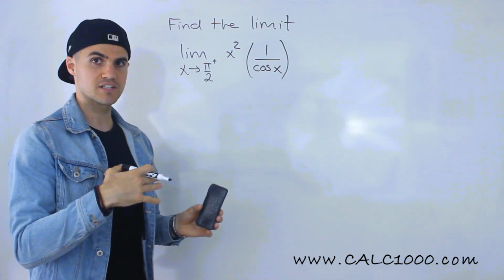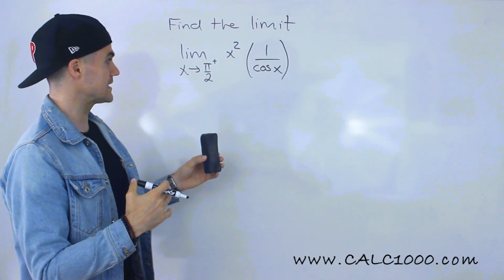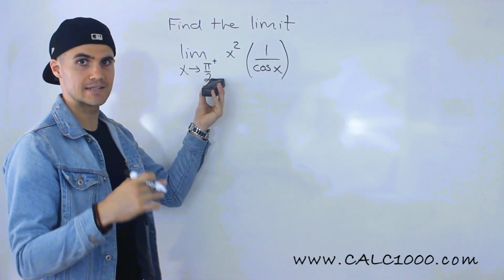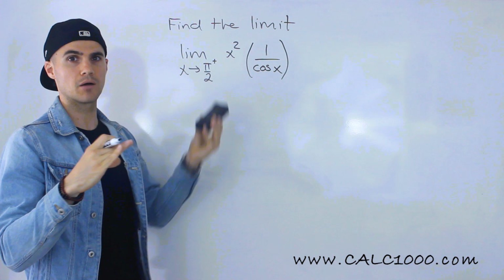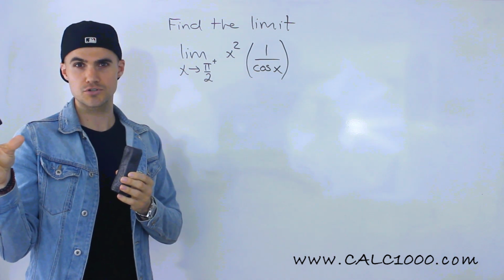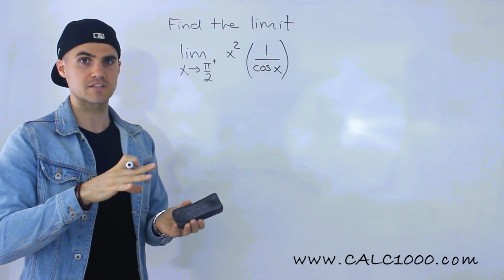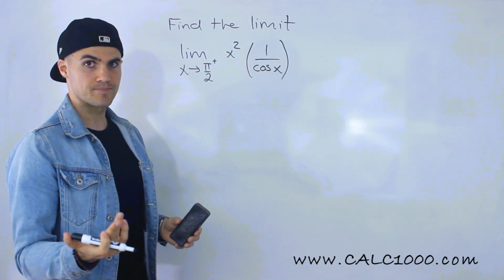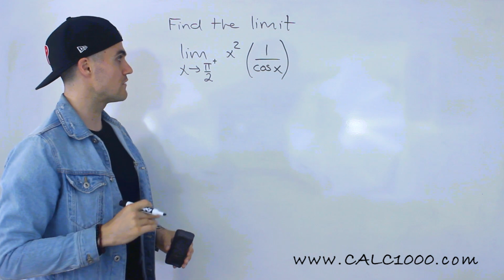Now, in the previous video, we made a table of values where we took pi over 2 in decimals and then picked a couple of numbers that were really close to it from the right side and from the left side. In this case, you would just pick the right side. And you can do that, and then you could see what's happening with the y values.